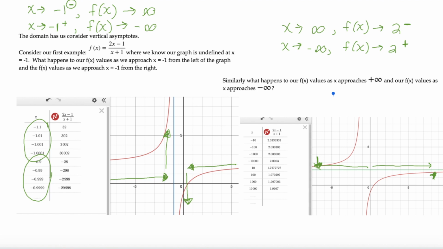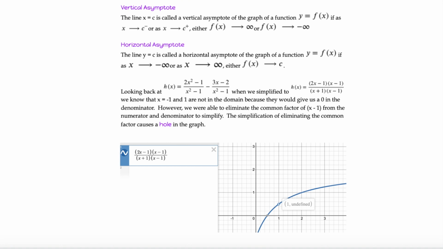So let's head over to example 6, or slide 6, I should say, where we define a vertical asymptote and a horizontal asymptote. With a vertical asymptote, as it's approaching a value, our function is going to either positive or negative infinity. And a horizontal asymptote is looking at as x is approaching positive or negative infinity, our function values will approach a specific number. So those are the two different formats that we have.